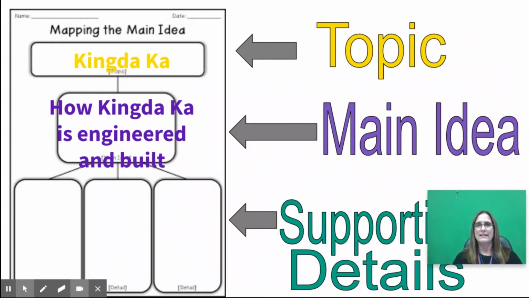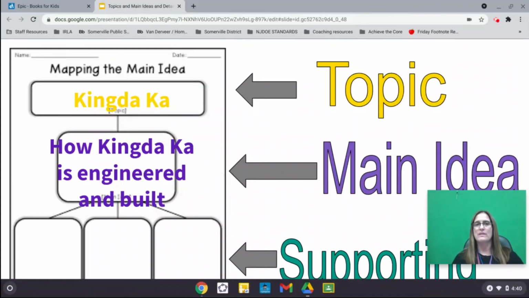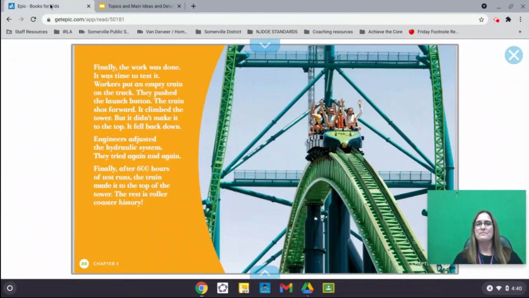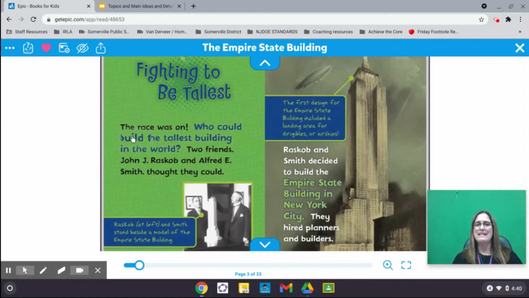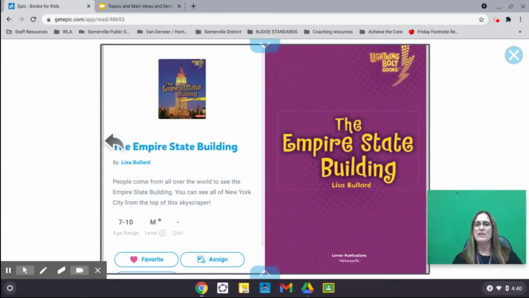I have one last book for you. Let's do this one together. I want everybody to think about the Empire State Building. Have you ever been there? Some of you may have. It's in New York City. If you've never been there, maybe you've seen pictures of it. It's a pretty amazing building.